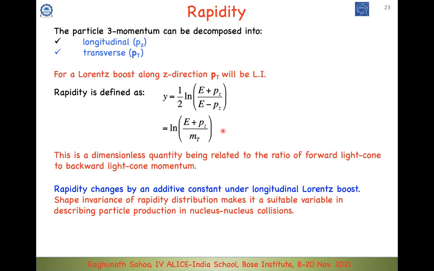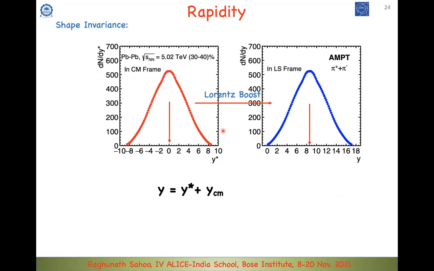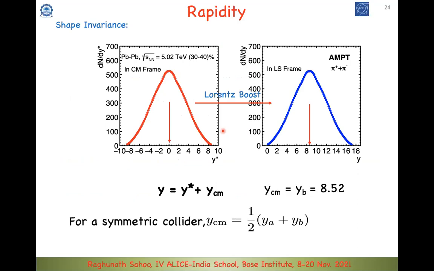And we can also show that rapidity changes by an additive constant, which I showed earlier. These are a little bit of repetition for the sake of a complete discussion of rapidity. And I showed you that the rapidity y of the particle is nothing but the rapidity in the center of mass plus the rapidity of the center of mass. Okay. So you could see that in the center of mass frame, the mid rapidity was at 0, but when there is a Lorentz boost and I go to the laboratory system, it is exactly shifted by y beam, which is 8.52. Okay, so the mid rapidity is now shifted.